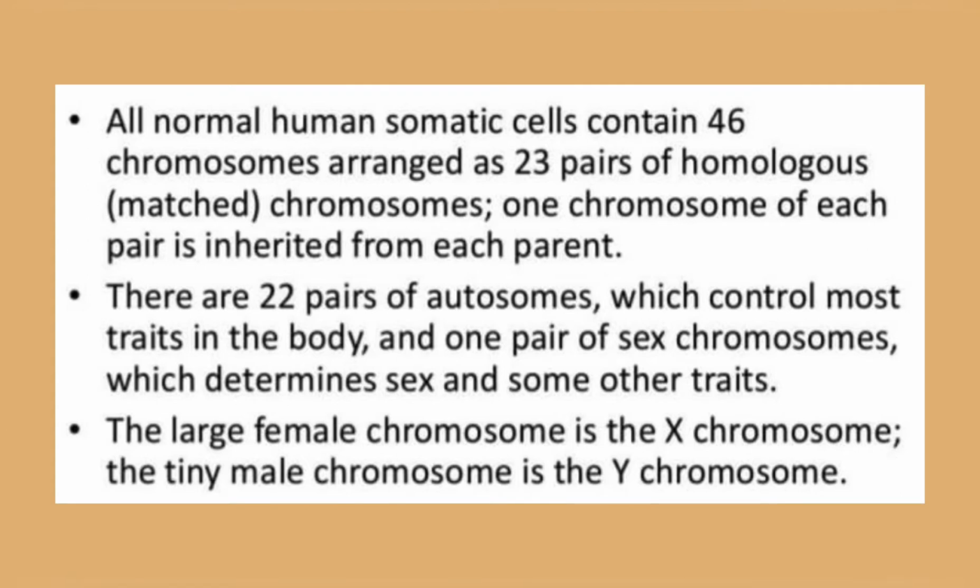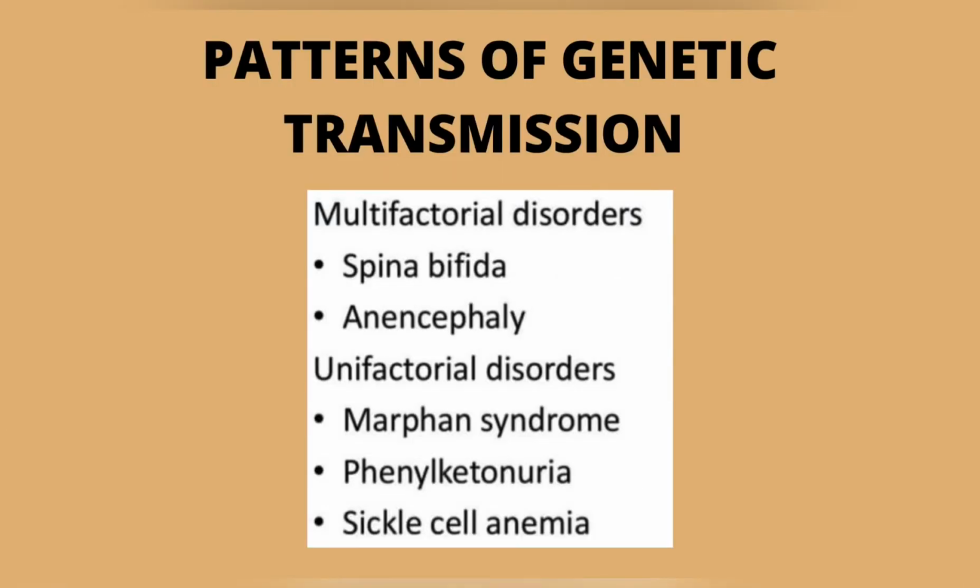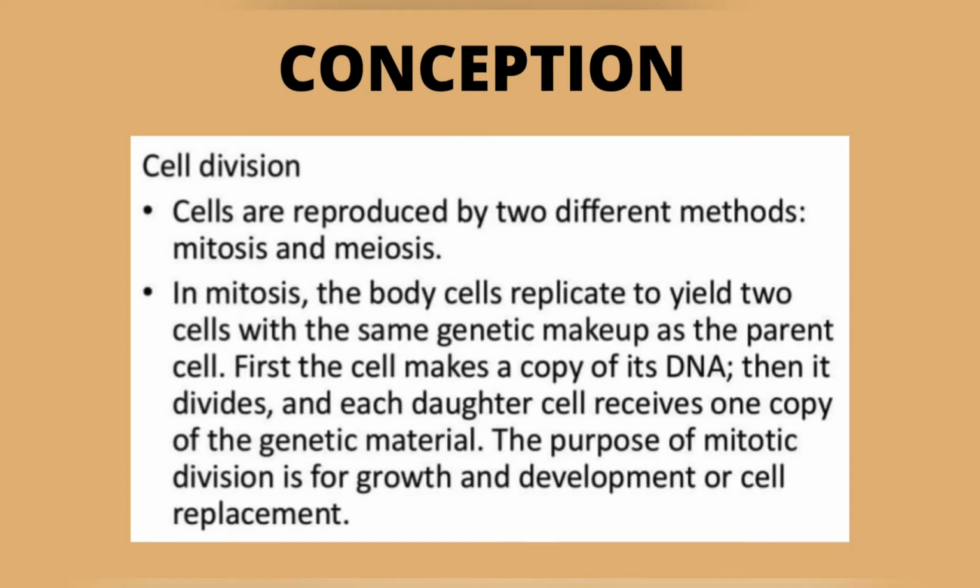After that, we will talk about patterns of genetic transmission. Multifactorial disorders include spina bifida, anencephaly. Unifactorial disorders include Marfan syndrome, phenylketonuria, and the last one is sickle cell anemia. Then we will talk about conception.